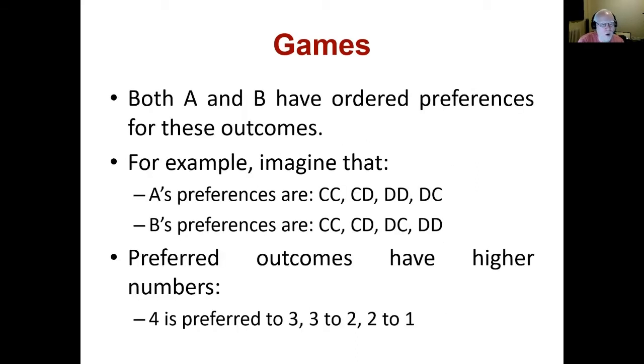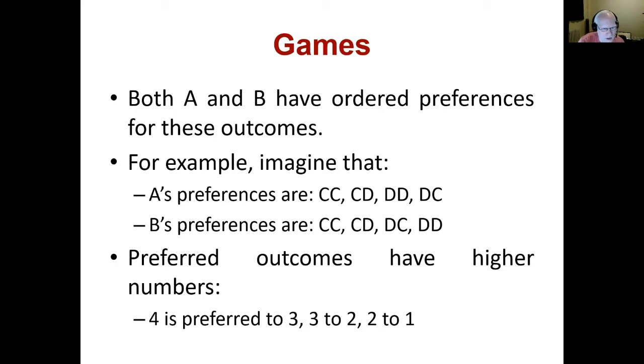So both A and B have ordered preferences for these outcomes, for all 4 of these different situations. There are 4 possible outcomes, and A and B each have an ordering for how they like them. For example, imagine that A's preferences are: the favored position is cooperate, cooperate. Second favorite is cooperate, defect. Third favorite is defect, defect. And fourth favorite is defect, cooperate. And then B's preferences are cooperate, cooperate, cooperate, defect, defect, cooperate, and defect, defect.